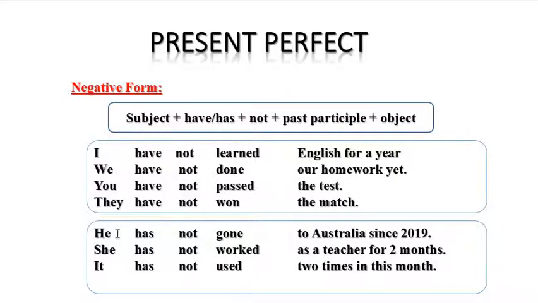And let's continue. He has not gone to Australia since 2019. He hasn't gone to Australia since 2019. That is the present perfect in negative form. She has not worked as a teacher for 2 months. It has not been used 2 times in this month. Okay, that is the negative form in present perfect. Remember that form and the usage.